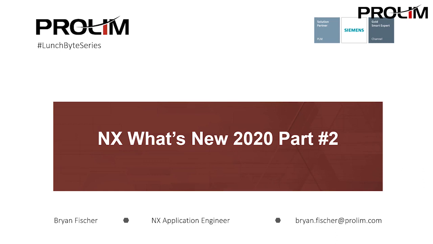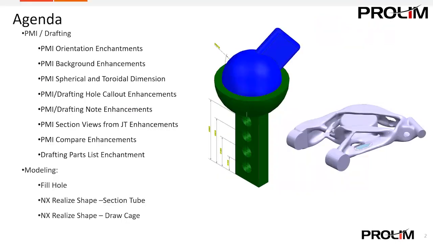The first thing we want to look at is our agenda. Our agenda today includes PMI and drafting. These are enhancements that have been added in the PMI and drafting area. And we'll look a little bit into some modeling: Fill Hole, NX Realize Shape, Section Tube, and Draw Cage.